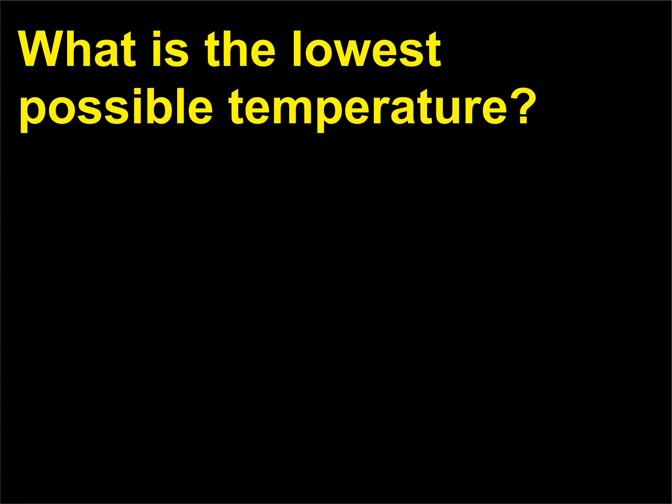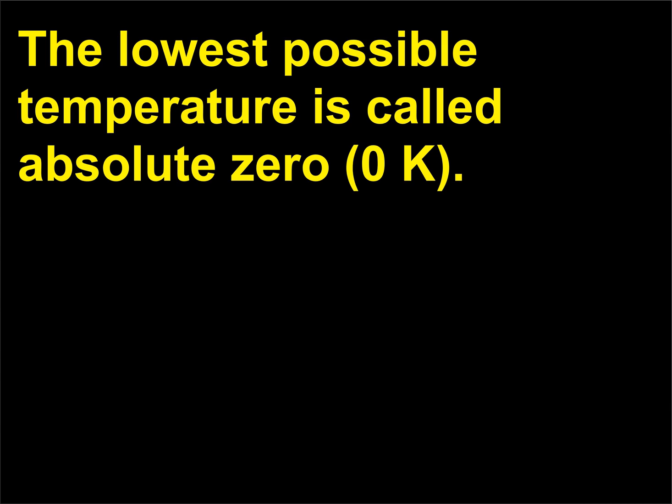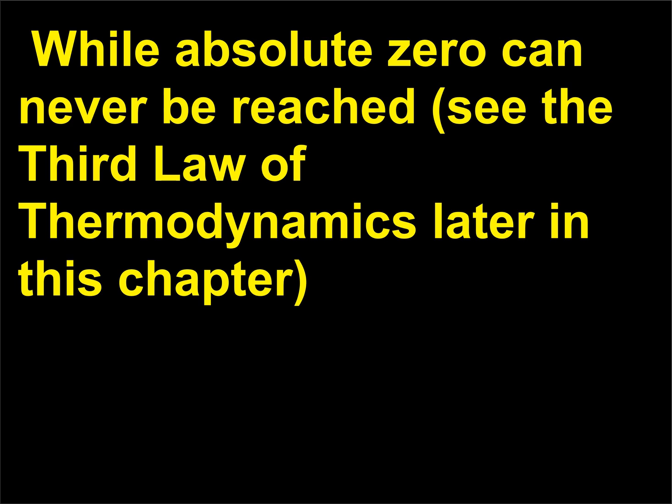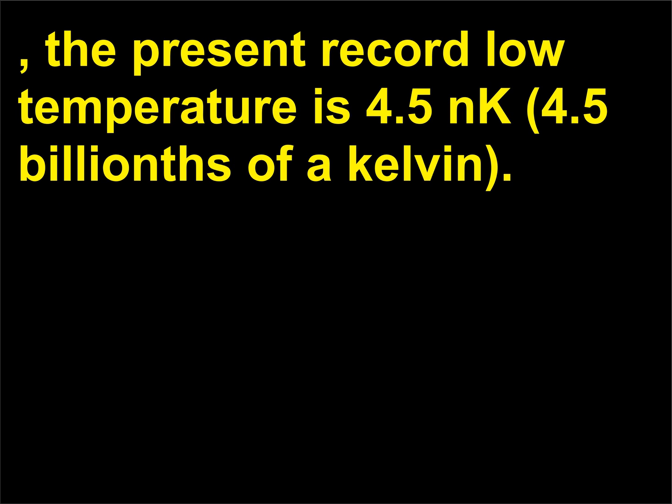What is the lowest possible temperature? The lowest possible temperature is called absolute zero, 0 K. It is the temperature at which molecular motion is at a minimum and cannot be further reduced. While absolute zero can never be reached, see the third law of thermodynamics later in this chapter. The present record low temperature is 4.5 nK, 4.5 billionths of a Kelvin.